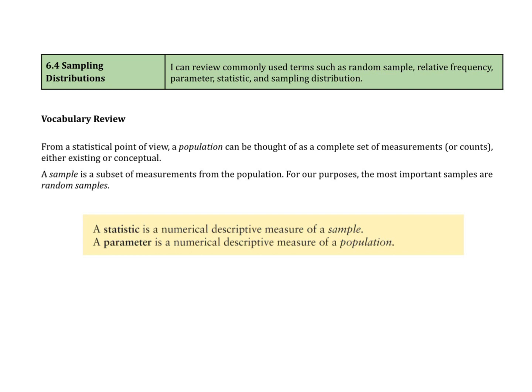A sample is a subset of measurements from that population. So you're not gathering data from the entire population, but just from part of the population. For our purposes, the most important samples are random samples. A statistic is a numerical descriptive measure of a sample. A parameter is a numerical descriptive measure of a population.